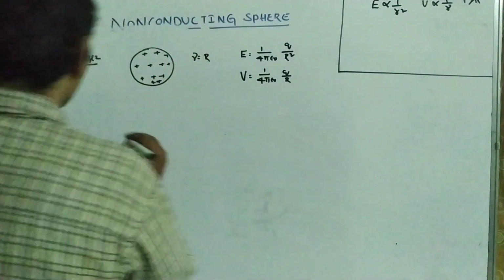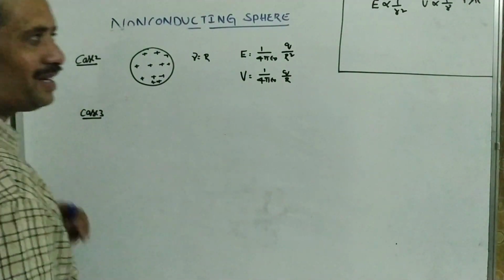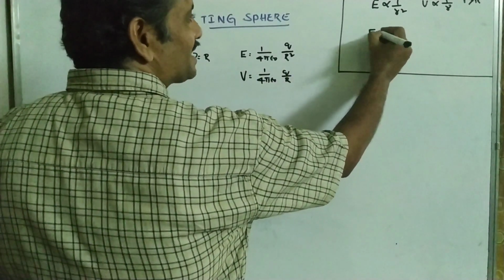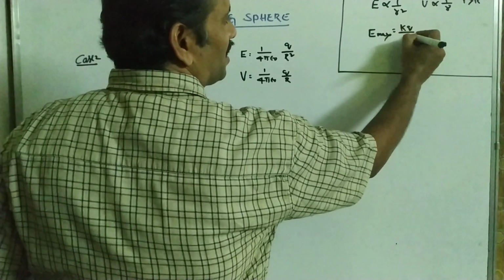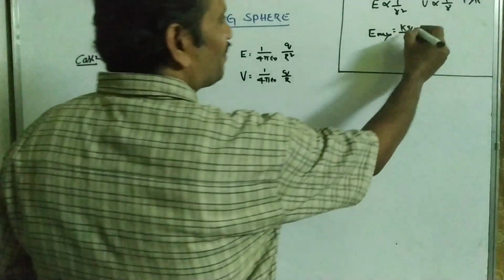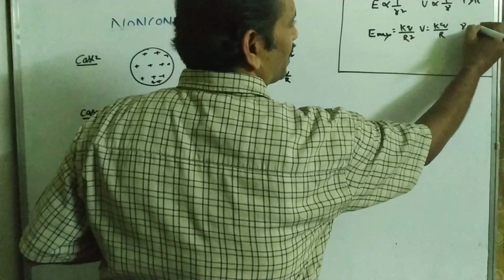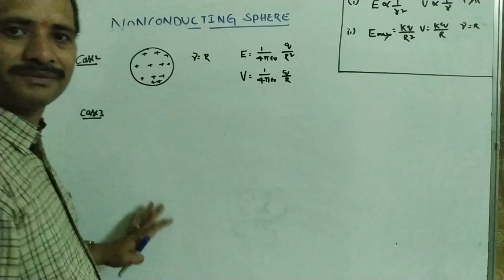Next one, inside. Inside only you have to think about it. Sir, here E max equals KQ by capital R square, and potential equals KQ by capital R, small r equal to capital R. This is the first class conclusion, second class conclusion.